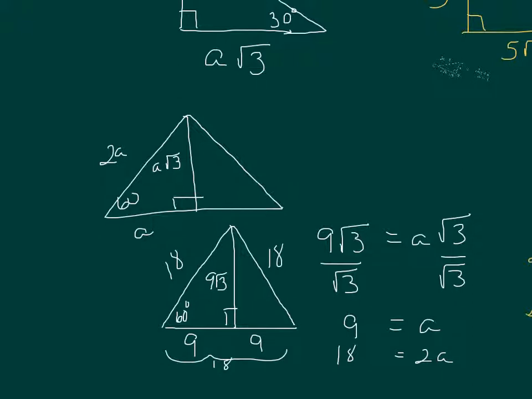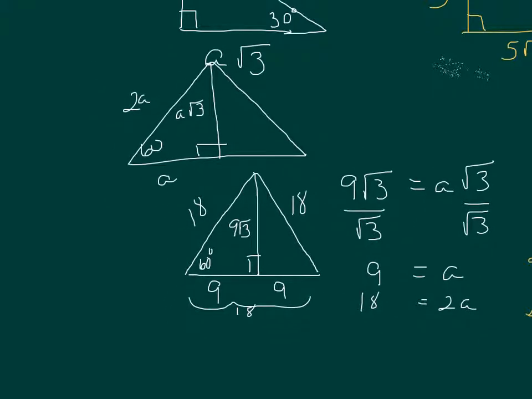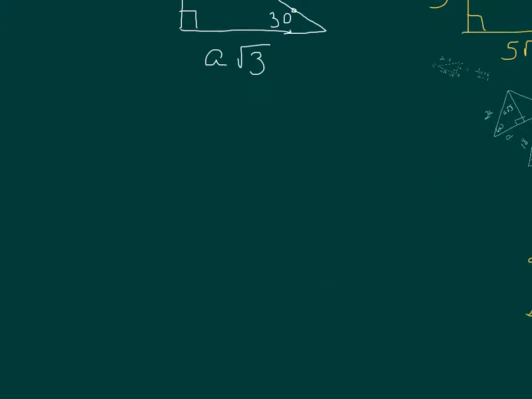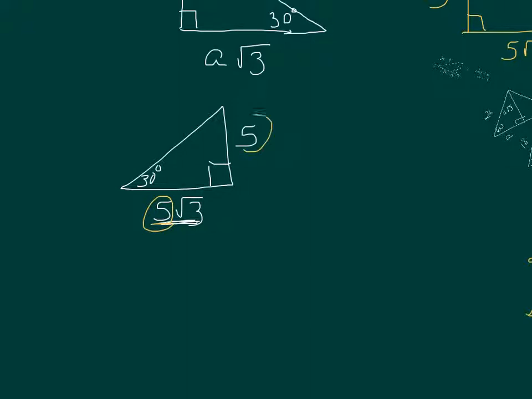So let's just go through this again real quick before we look at the second case of a special triangle. 30, 60, 90 degree triangle. If this side is 5, what is this side? 5 square roots of 3. Notice 5 and 5 square roots of 3. And what is the hypotenuse? 10. 2 times 5.